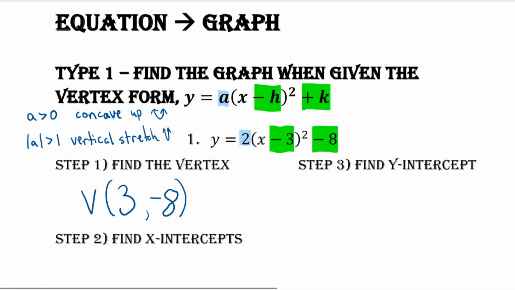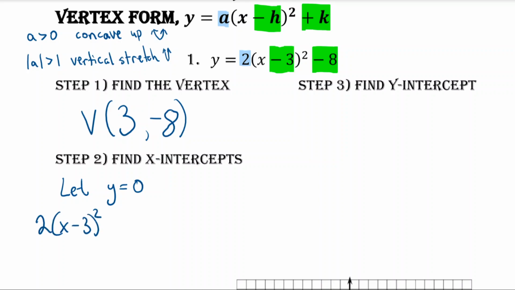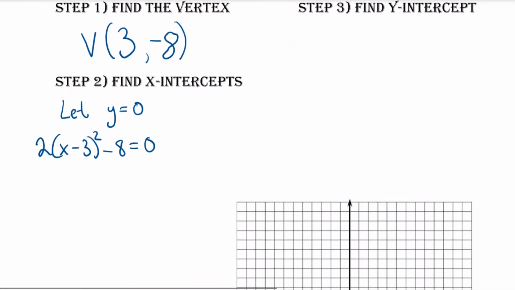Now, for the x-intercepts, as usual, for the x-intercept, let y equal 0. So we're just going to state our equation again. That's 2 times x minus 3 squared minus 8. Make that equal 0. So now, as I was saying, you need to know your 1 and 2 step algebra. To solve this equation, we're trying to get this x alone. So we've got to peel all these numbers away from the x.